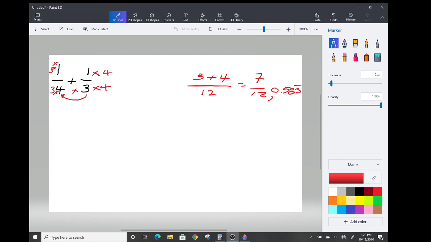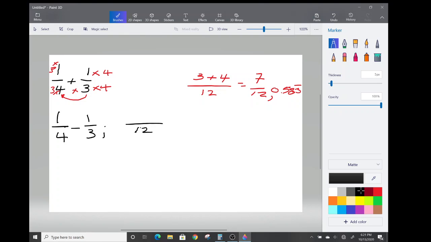We'll change colors. Go back to black. Let's subtract 1/3 from 1/4. Now we already know the secret to this recipe, right? We know that the common denominator is going to be 12, yes? Okay, so it's 12.